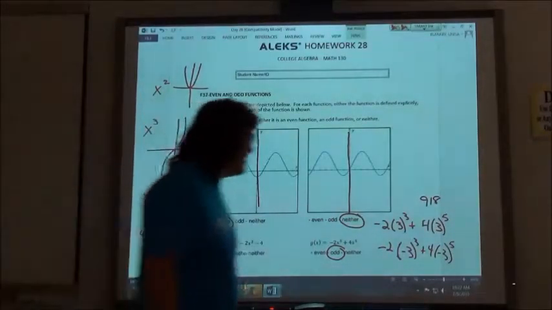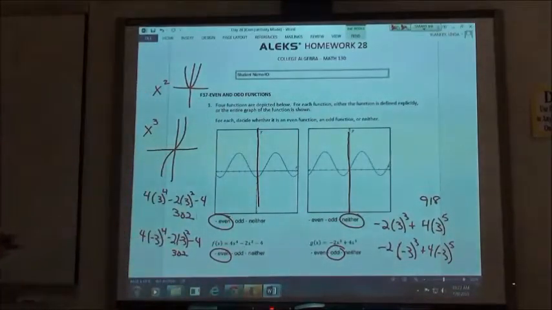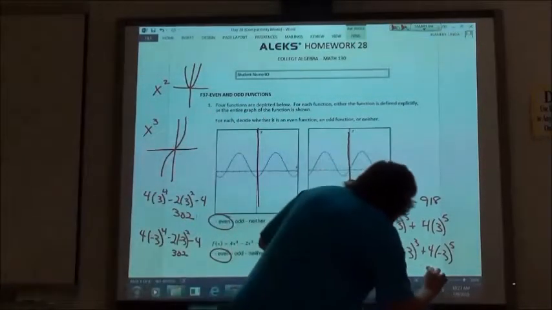Let's try it again. One of those must not be the right number then. Negative 2 times negative 3 cubed. Oops, if I have the right thing in there. Plus 4 times negative 3 to the 5th. Try that second one again. That's what it's supposed to be, negative 918.